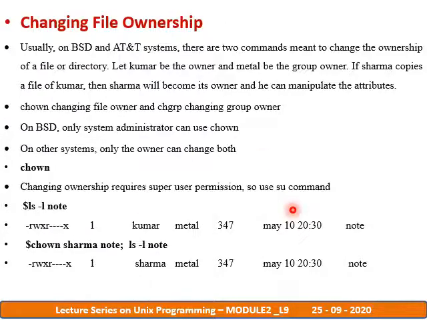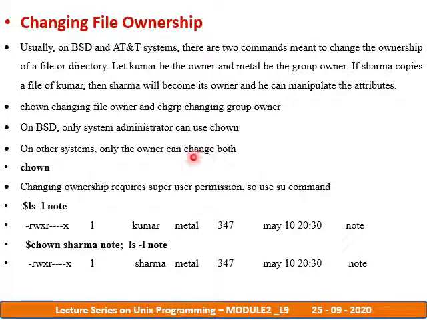Next we'll move to changing the file ownership. Actually this is not in your syllabus, but you should know how to change the file ownership also. In Unix systems with Berkeley Software Distribution, only the system administrator can use this, not even the owner. So file ownership can be changed with chown. Changing the ownership requires superuser permission.